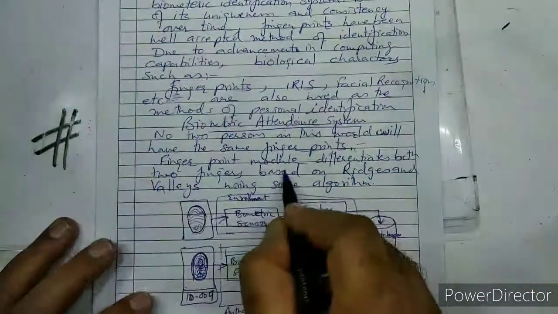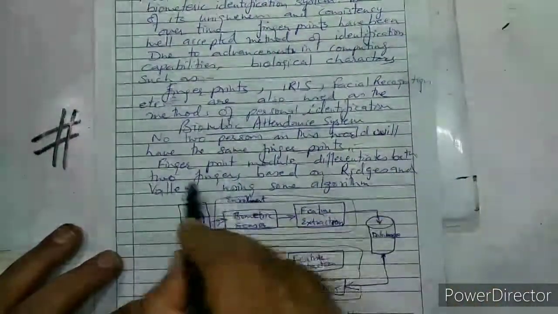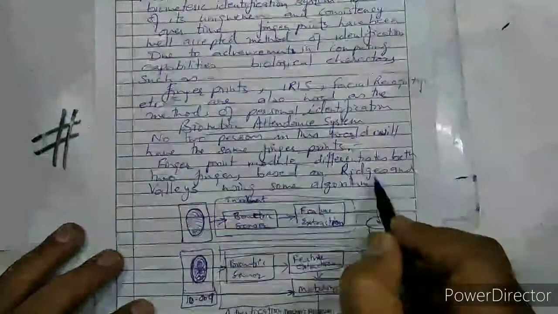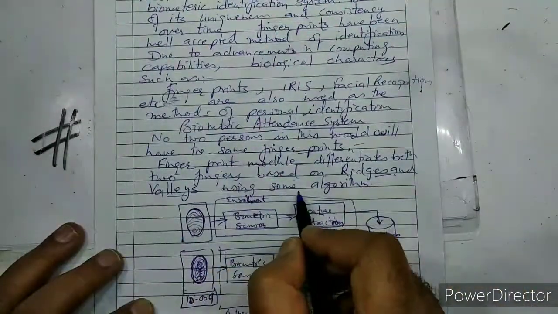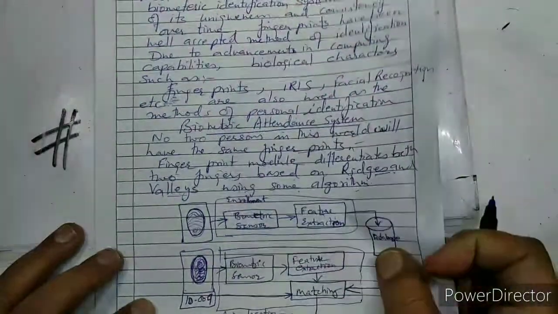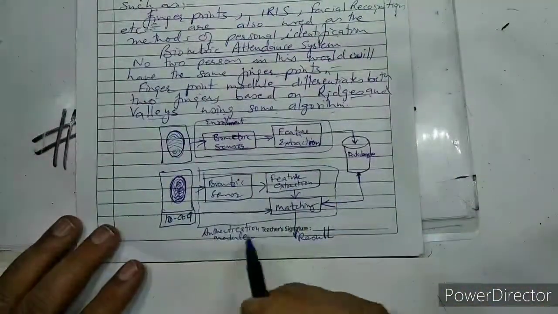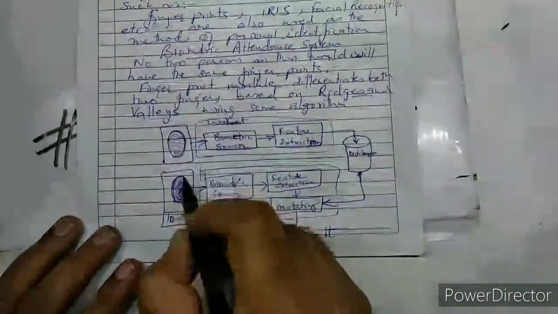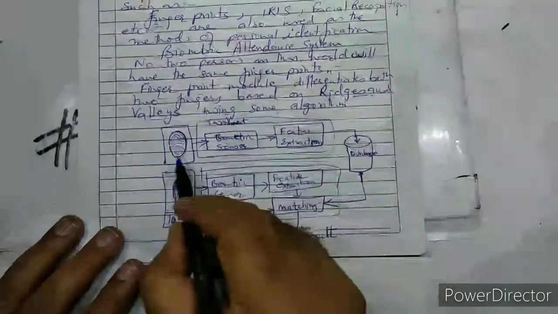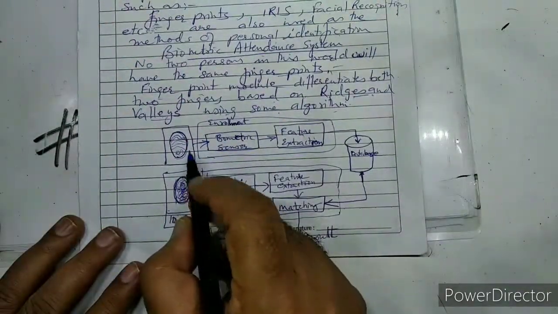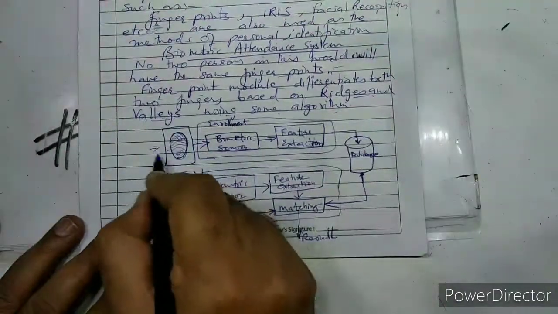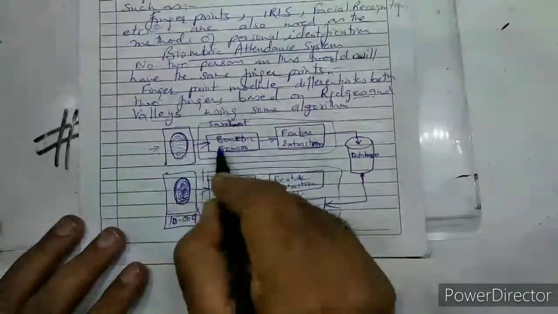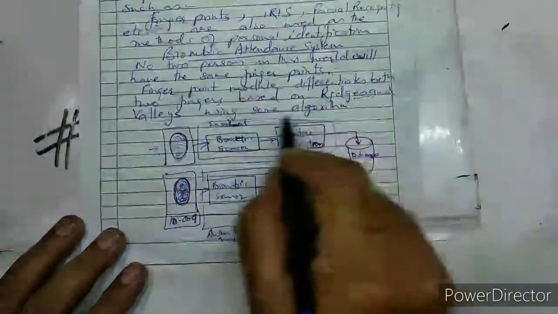So fingerprint module differentiates between two fingers based on ridges and valleys using some algorithm. Here we can see the authentication system of biometric attendance system. This is the fingerprint sample which is given to biometric sensor. This part is called enrollment.